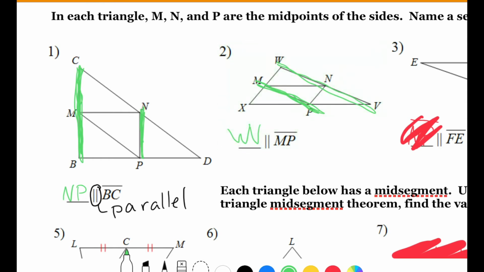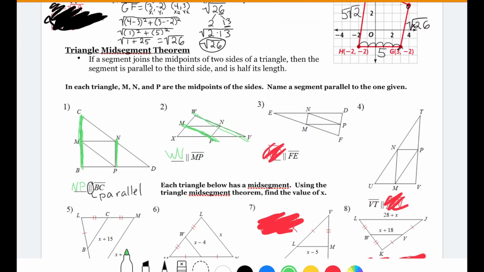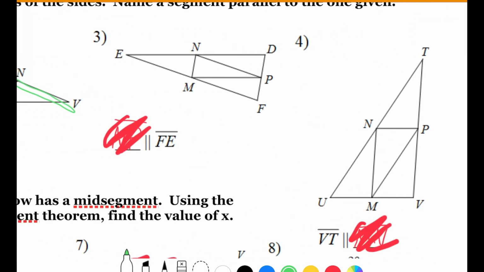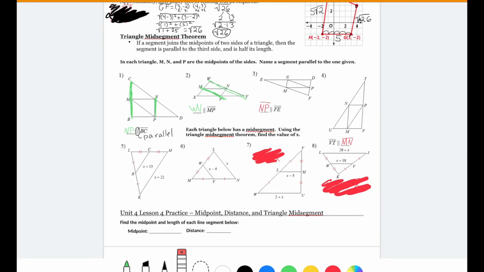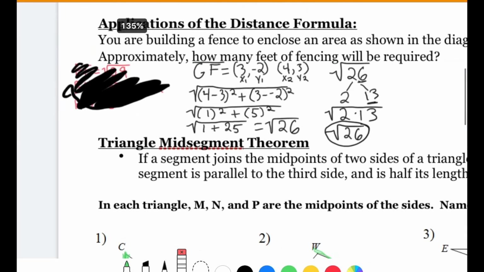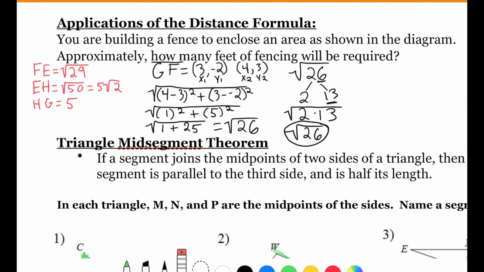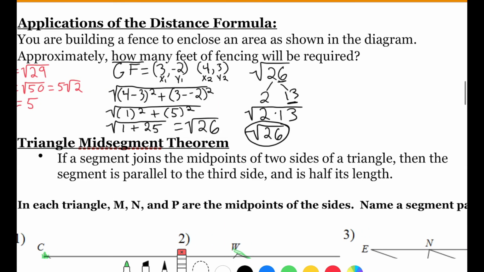So pause the video and identify the parallel lines for 3 and 4. You should have gotten NP and MN. So the theorem that we skipped on the sheet, and that big black dot, I'm sorry I didn't erase it, was just the information I gave you on the figure.